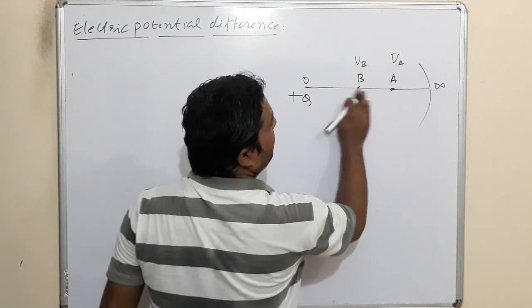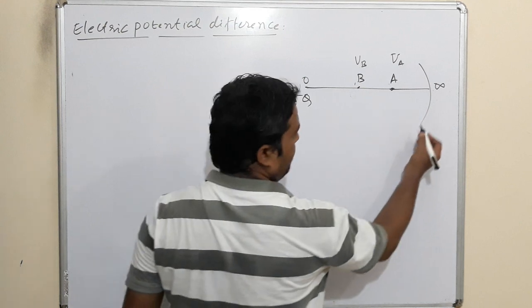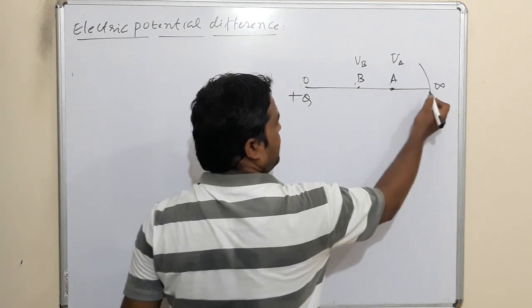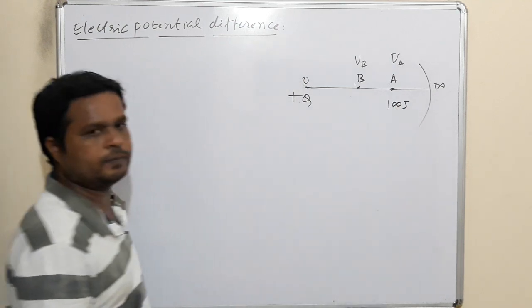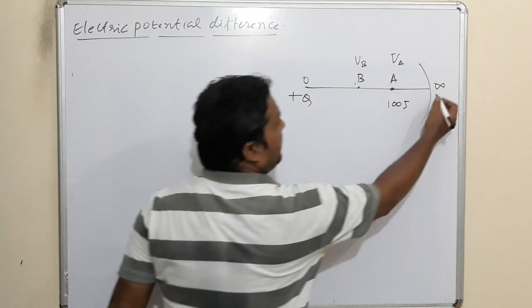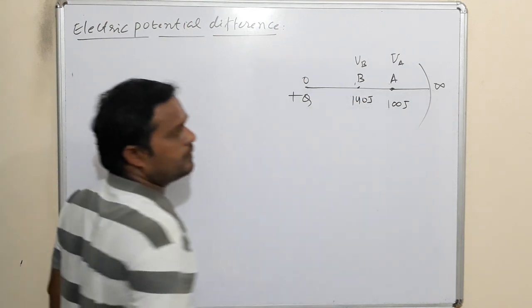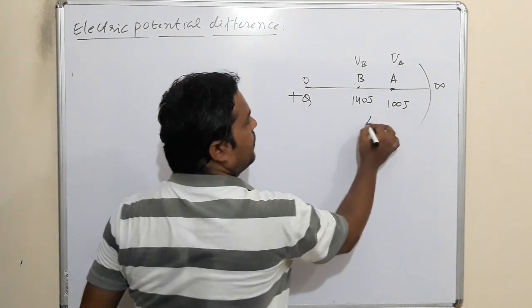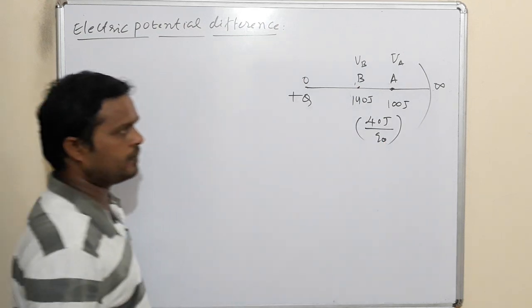What is the electric potential difference between these 2 points? Suppose that from infinity I have brought a charge to A, and I have done 100 joules of work. From infinity to B I have done 140 joules of work. Then what is the difference in the potential? It will be 40 per unit charge. Per unit charge it will be 40 joules.